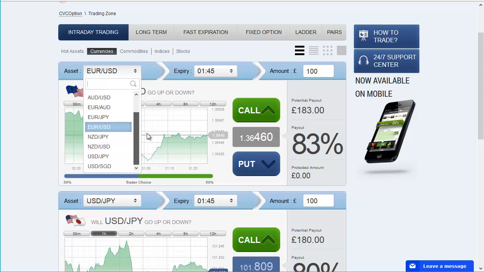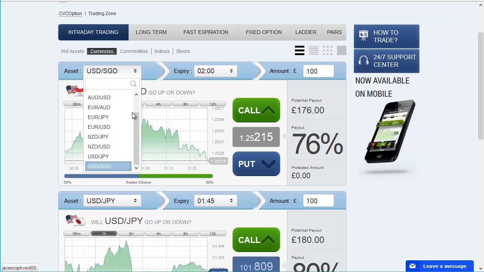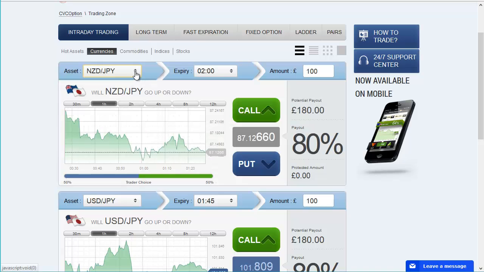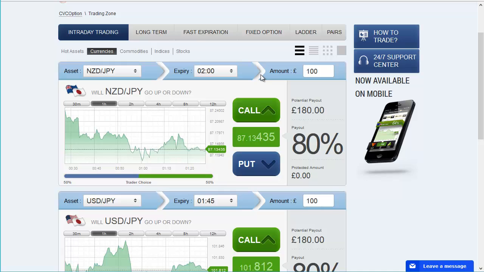The majors are here. There are some that are a little bit more exotic, if you will. This happens to be recorded during the Asian session. So the Sing dollar is being featured, for example. Obviously, the Euro dollar. Kiwi yen would be featured, although you would expect to see more action during Asian trading than others, obviously during the European or whatever.